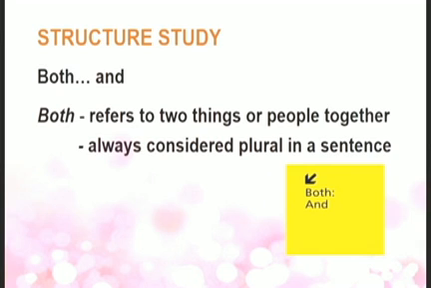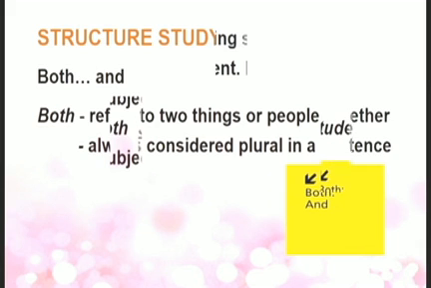Now, let's move on to next item 3, structure study. First of all, I would like to discuss both and construction. Both refers to two things or people together. Both is always considered plural in a sentence. To answer this construction, you have to find out different meaningful parts, which may be subject, verb, object, etc., from the two sentences. You have to put these different parts into both and constructions.